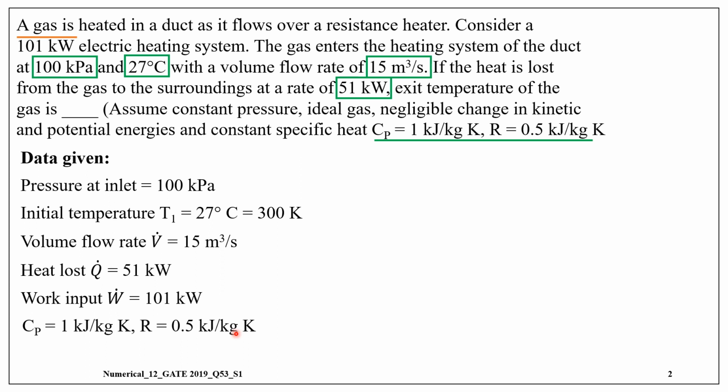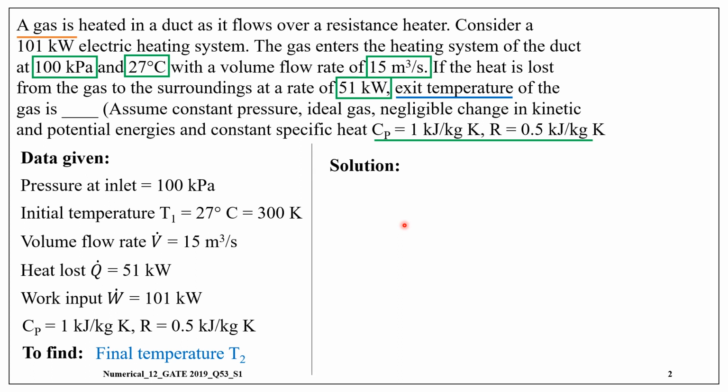What is asked in the problem? That is, we need to find the final temperature T2. It is given as exit temperature. And in the first data, pressure at inlet, we can use a symbol P. What is the solution?